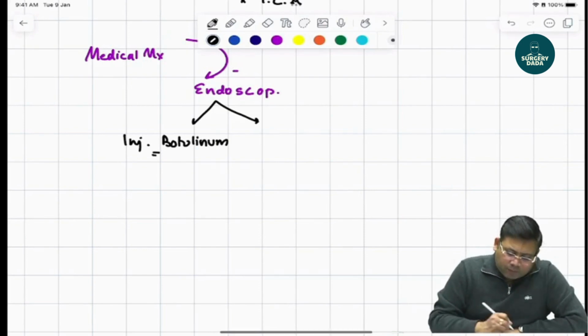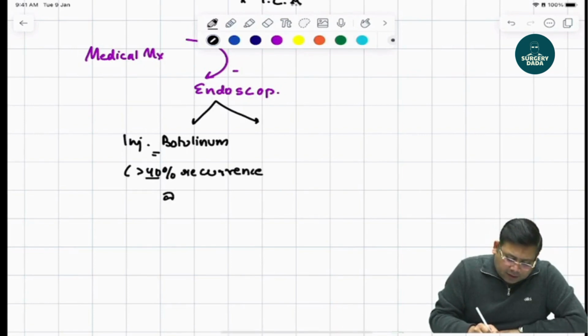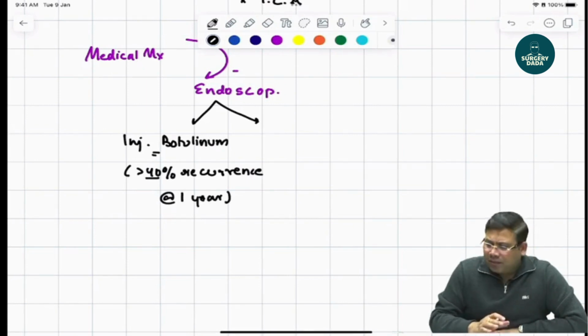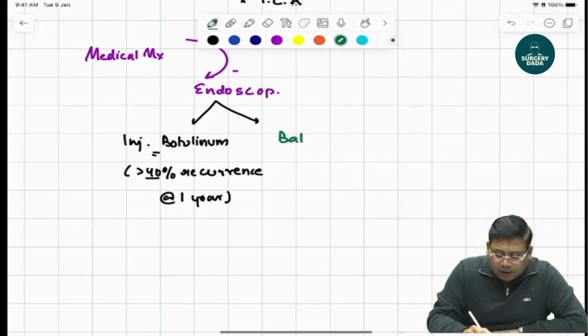Always remember, when we talk about botulinum injection, more than 40% recurrence at the end of what? First year, and that is why the high recurrence makes them sometimes unacceptable. You have to counsel these patients before you are doing this. Another one is balloon dilatation. What is the concept of balloon dilatation?